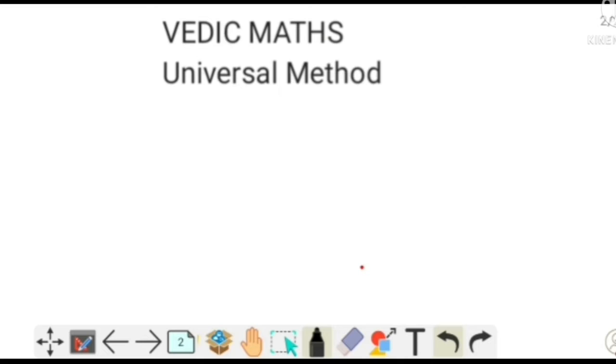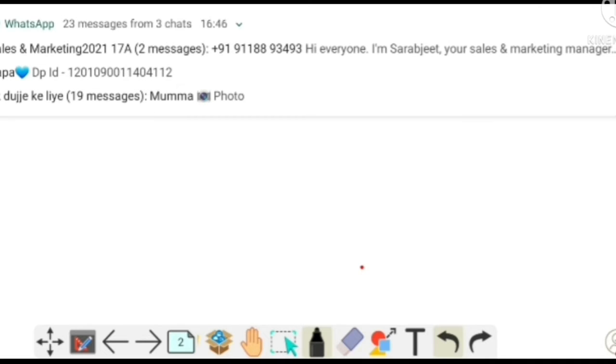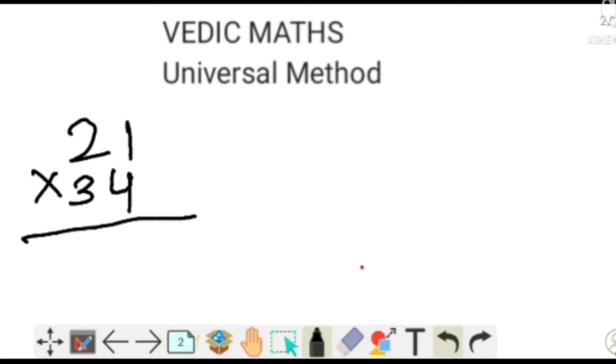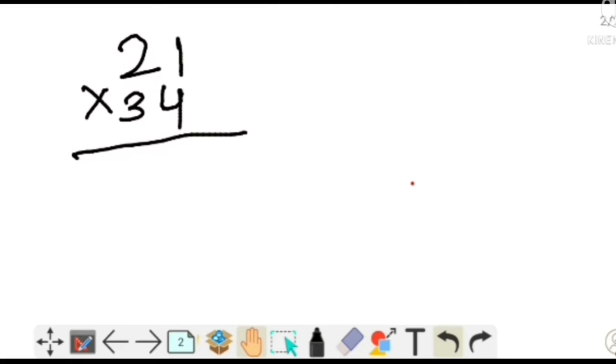Continuing with our multiplication series, today we are going to learn the universal method. This method applies to every question with numbers lower than 100. The 1 series and 9 series I taught you apply only to 11 and 99 in double digit and triple digit, but this method applies to all the questions below 100 in 2 digits. So let's take an example.